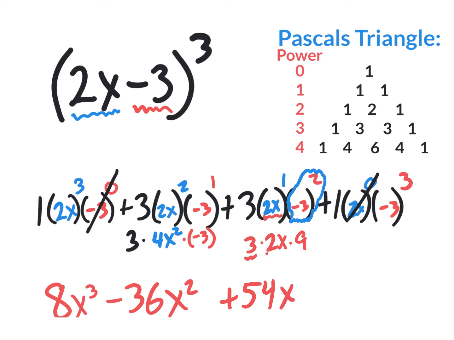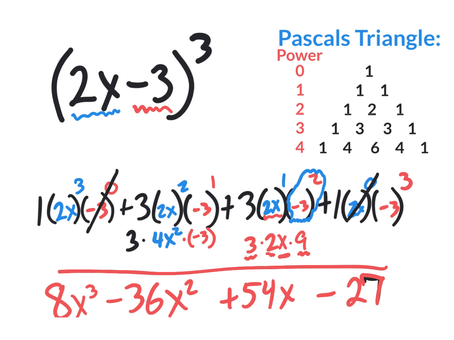Now, why 54? Because 3 times 2 is 6. 6 times 9 is 54. What about the x? The x just comes down. So 54x. Last but not least, what's the final term? Negative 3. Negative 27. There we go. Why did I do it in black? 27. Okay. So there's your answer.